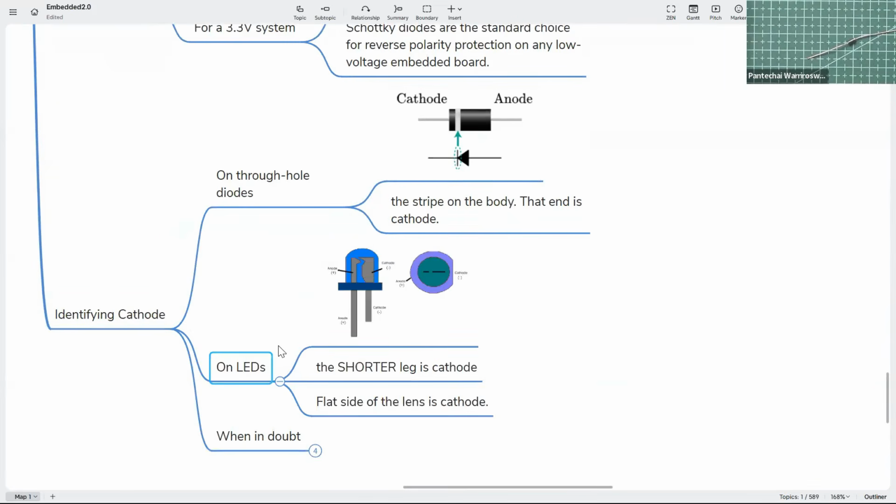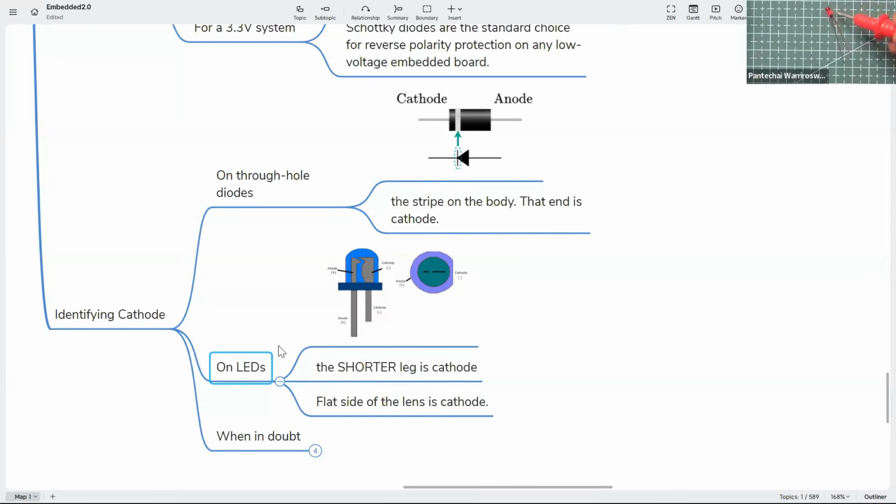So that is all for the normal diode. Whereas if you take an LED, I think we have already explored this in our previous session. An LED is also a diode, as we already know, a light emitting diode. In an LED, the shorter leg is going to be the cathode and the longer leg is going to be the anode. This is the first way to find the anode and cathode in a light emitting diode.